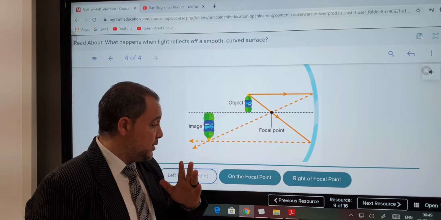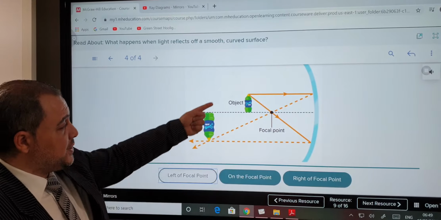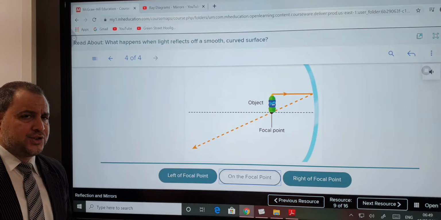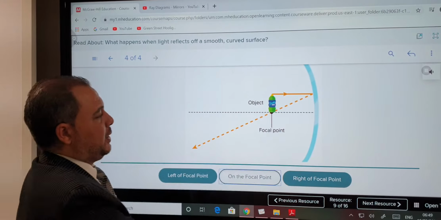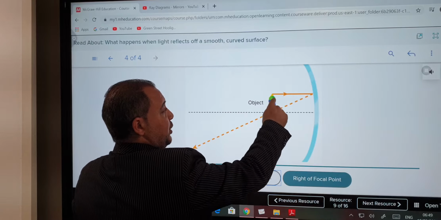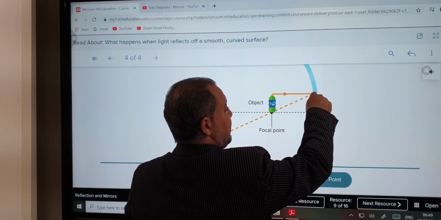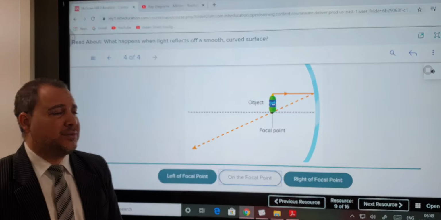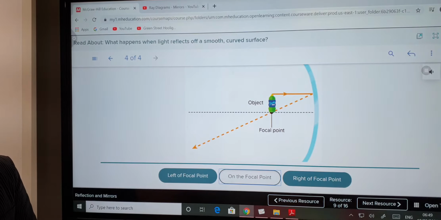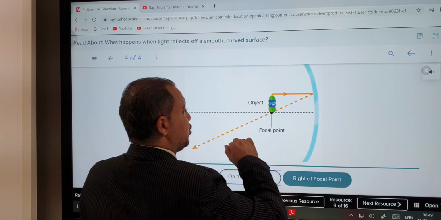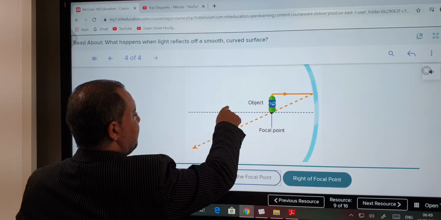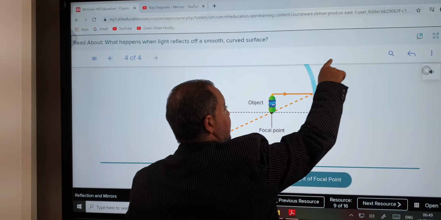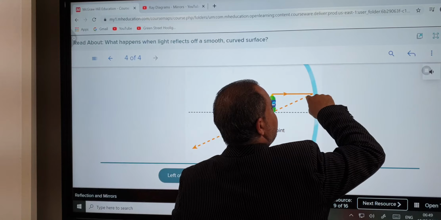Understand? What happens if you put this object at the focal point? Observe. No image will be formed. Why? Because the object is at the focal point. The first ray, parallel to the principal axis, will reflect passing through the focus. What about the intersection of reflected rays? If you draw another ray passing through the center, it will pass in a straight line. Its reflection will pass in a straight line, and this in a straight line.